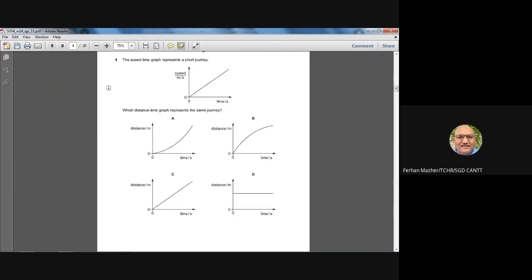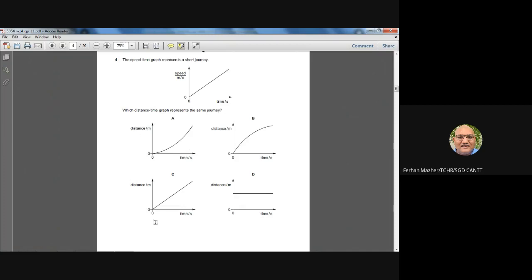The speed time graph represents a short journey. Here is a speed time graph, and you can see the speed is uniformly increasing. It means the speed is changing, but it's changing uniformly. The speed is increasing. Which distance time graph represents the same journey?